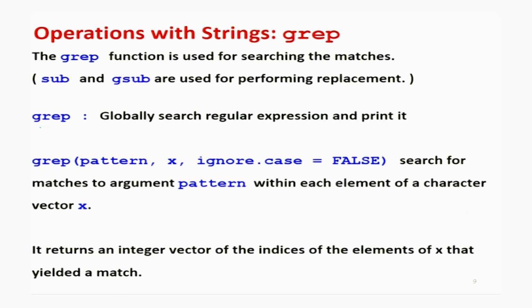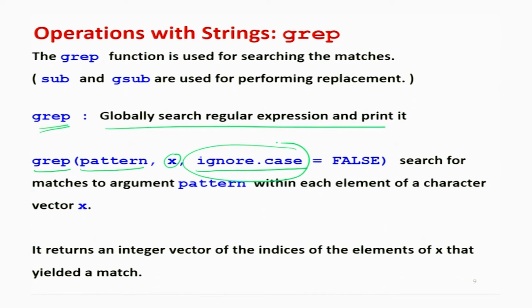So the meaning of grep is that it globally searches the regular expressions and it will show you the match on your computer screen. So the way it works is this: you write grep and then the pattern you want to search, right, and where you want to search, in the string x, right. And after that there is an important option which is ignore.case, all in lowercase alphabets. So now after reading this statement, ignore.case, do you think that you can understand what it is trying to say?